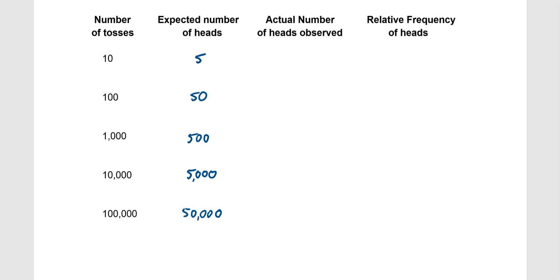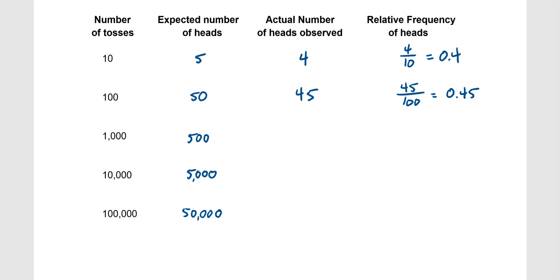So let's say we do this. Let's say we tossed a coin 10 times, and let's say we only get 4 heads. We can calculate the relative frequency right now. The relative frequency of heads, if we get 4 of them, is going to be 4 over the total number of flips, which is 10. So we get 0.4. Let's say we toss it 100 times and we get 45 heads. That's 45 out of 100, which is 0.45.